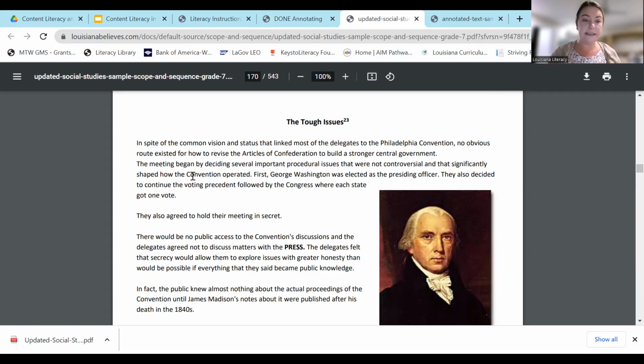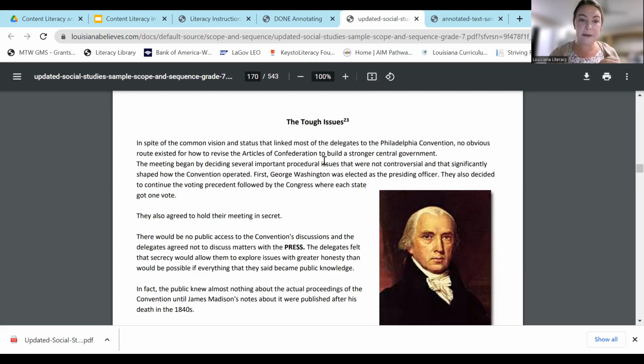So I'm going to start out. "In spite of the common vision and status that linked most of the delegates to the Philadelphia Convention, no obvious route existed for how to revise the Articles of Confederation to build a stronger central government." And so I'm going to go ahead and circle delegates right now. I would circle this on the Promethean because that's not a word I'm super familiar with. So I'm going to come back to that. I'm going to keep reading though, because I haven't seen anything about the Constitutional Convention and what a challenge might have been yet. So let's keep reading.